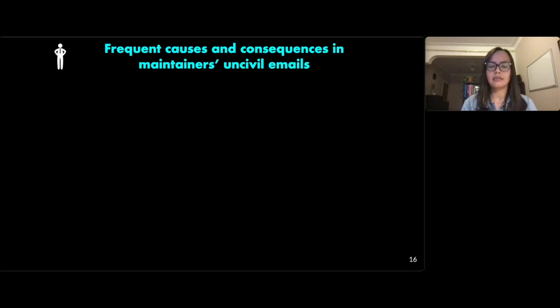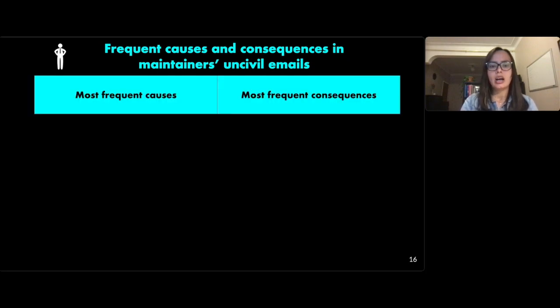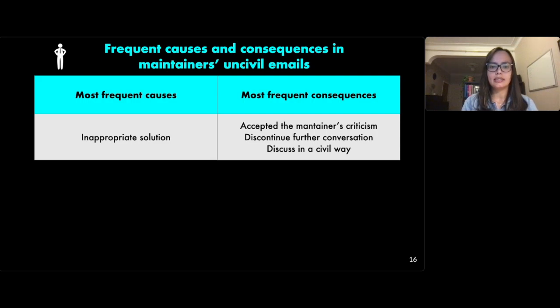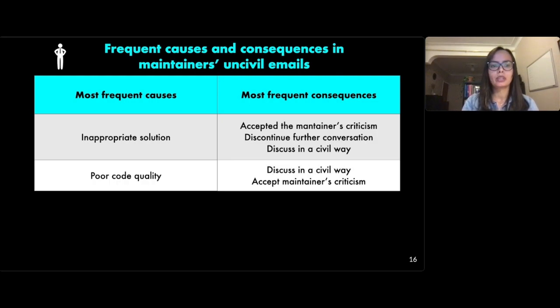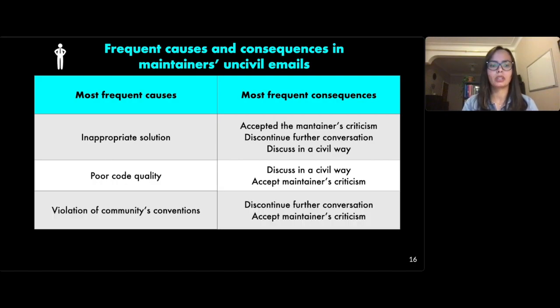Now, considering uncivil emails sent by maintainers, we found that maintainers were uncivil due to an inappropriate solution proposed by the developer. And when that happened, the developer often accepted the maintainer's criticism, discontinued further conversation, or discussed the problem in a civil way. Maintainers were also uncivil when the source code submitted by the developers had poor code quality, and the most frequent consequence was developers discussing the problem in a civil way or accepting the maintainer's criticism.